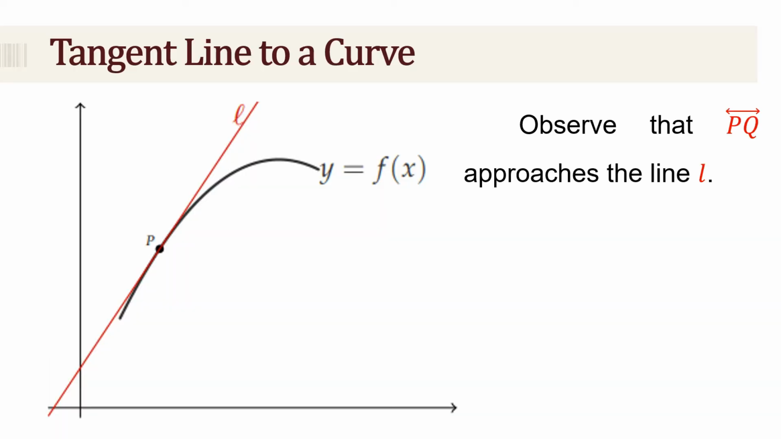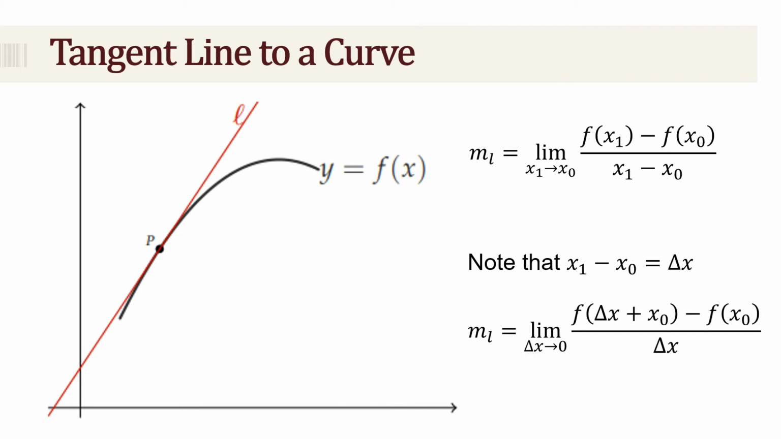Observe that PQ approaches the line L. So we say that the slope of L now is actually equal to the limit ng f of x sub 1 minus f of x sub 0 all over x sub 1 minus x sub 0. Now, note that x sub 1 minus x sub 0 is equal to delta x. So we say that the slope of L now is equal to the limit of f of delta x plus x sub 0 minus f of x sub 0 all over delta x as delta x approaches 0.